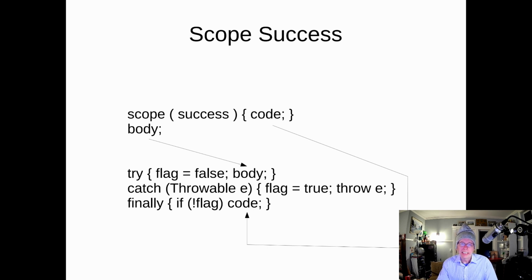And if you just looked at this try-catch-finally, it takes you a while to figure out what is actually happening here. Whereas if you look at the scope success, it's very obvious what is happening. So this is exactly why you want to have syntactic sugar. You want to make complicated code look simple.